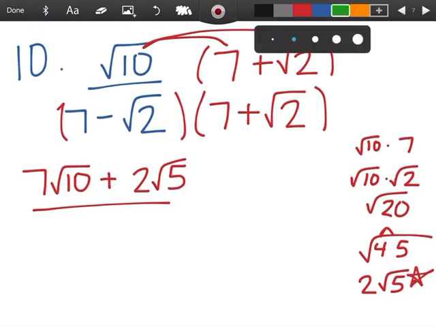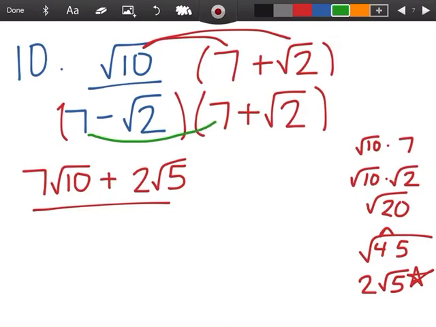Okay, and then in the denominator, 7 times 7, easy enough, 49. Outer times outer, 7 times a positive root 2. I'm not even going to write that down, because inner times inner is a negative root 2 times 7. And if you've got the positive and the negative, they're going to cancel each other out. And then my last term is minus root 2 times root 2.